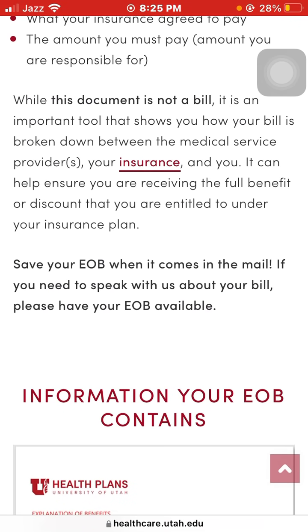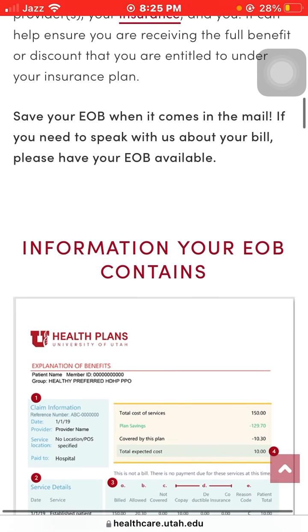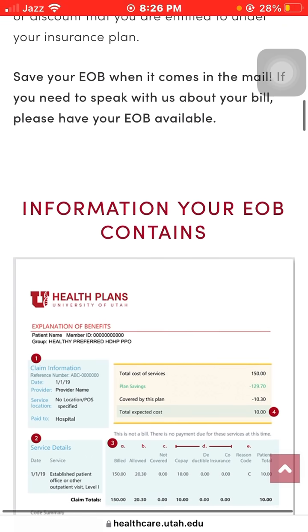While this document is not a bill, it is an important tool that shows you how your bill is broken down between the medical service providers, your insurance, and you. It can help ensure you are receiving the full benefit or discount that you are entitled to under your insurance plan. Save your EOB when it comes in the mail. If you need to speak with us about your bill, please have your EOB available.